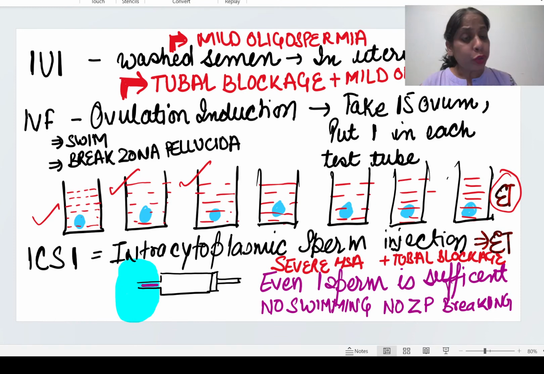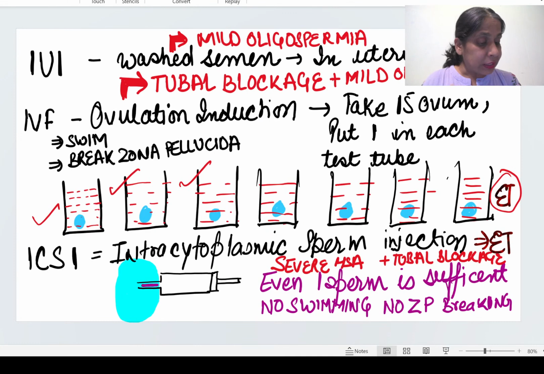Why do we do in vitro fertilization? Why are we making 15? To increase the success rate, so that at least one fetus should get implanted correctly in the female. Okay. Now, what is ICSI?